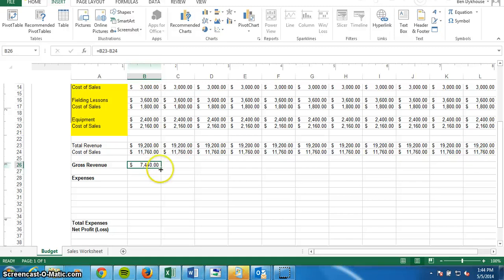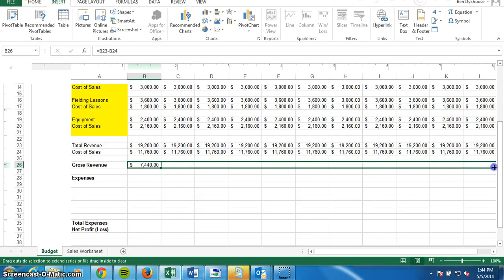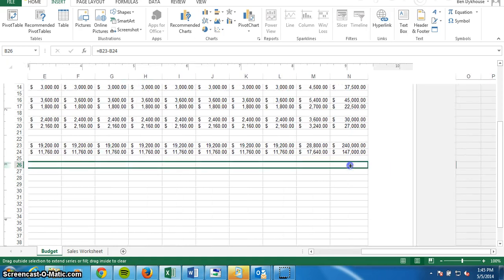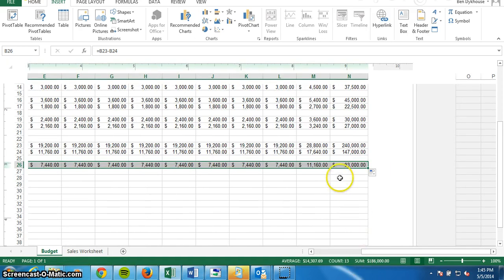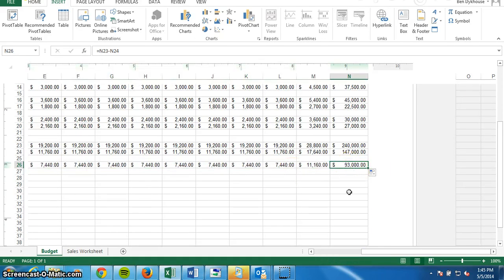So I'm going to take that, and I'm going to see for each month, am I making money? Now I know because I set up my expenses to be that way. But I know that my gross is $93,000 if I keep my costs right there.